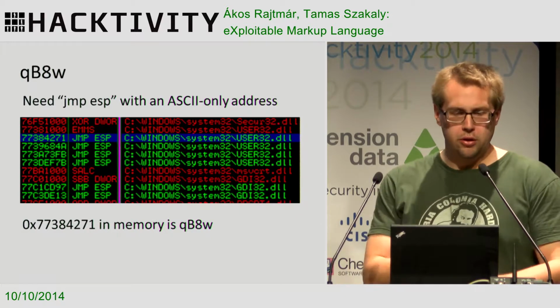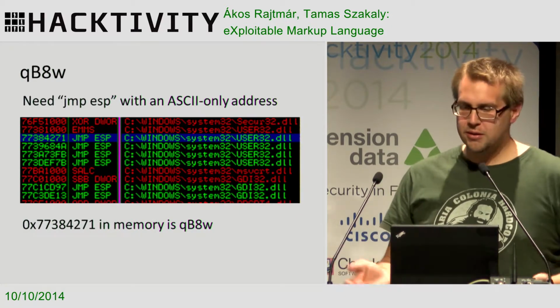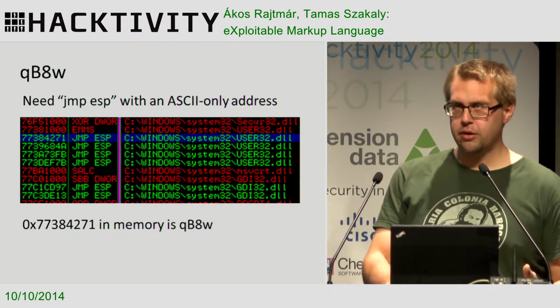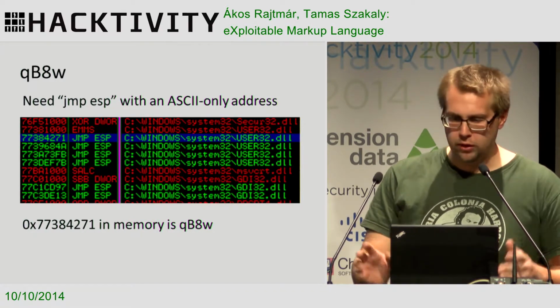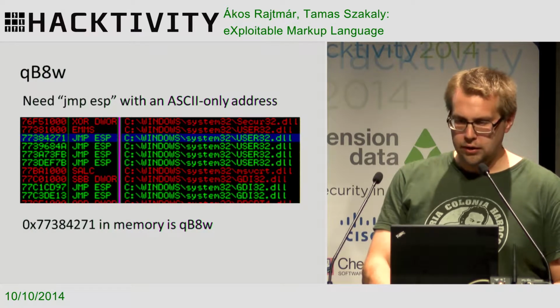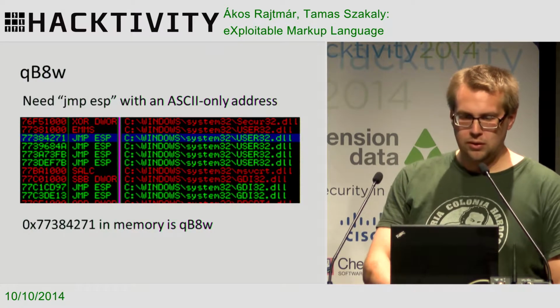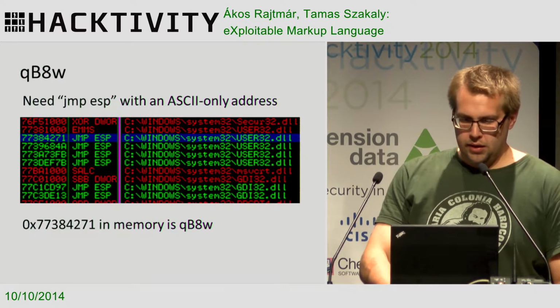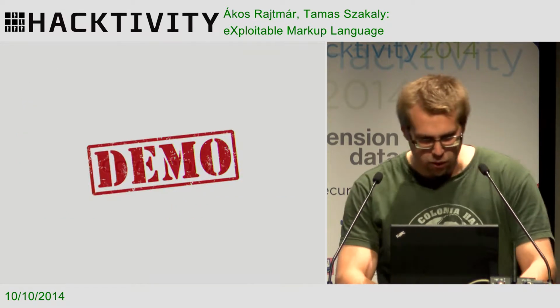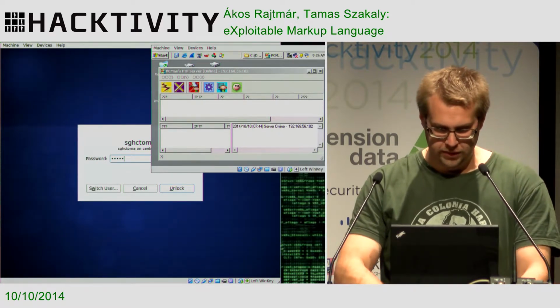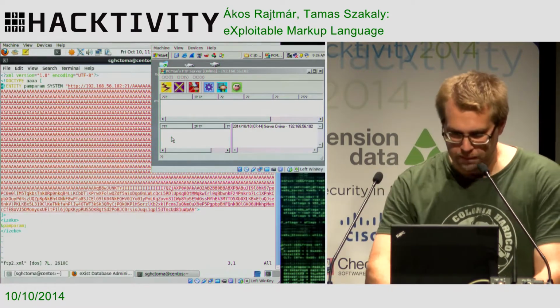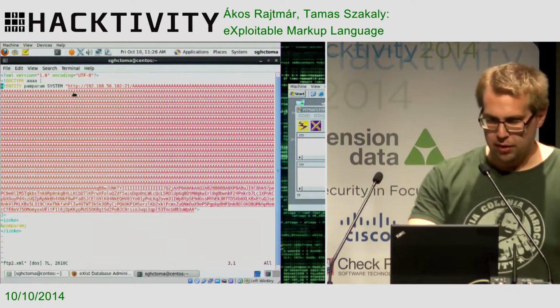get to the shellcode, so we need a jump ESP that has an ASCII-only address. You can use Mona, Immunity Debugger, or whatever to find such a place. And you found one in user32 DLL. I used this to put this demo together.